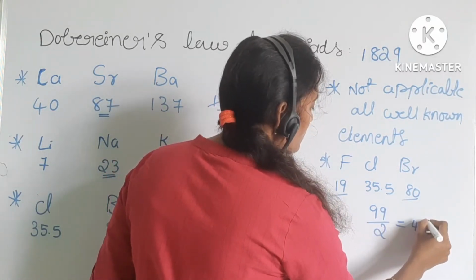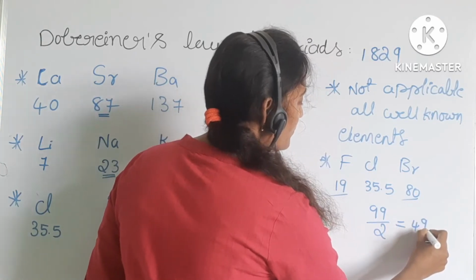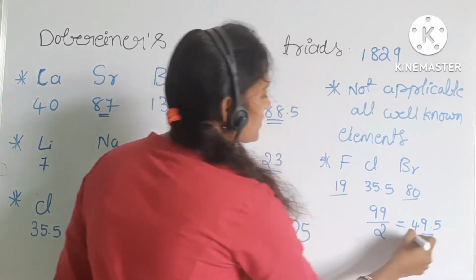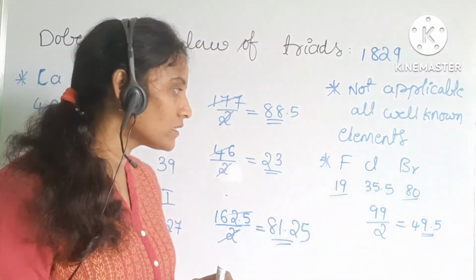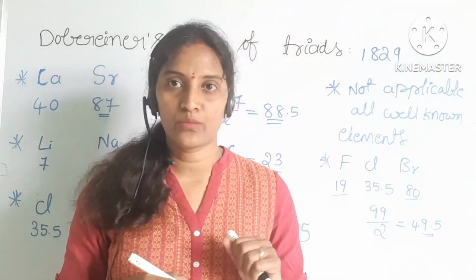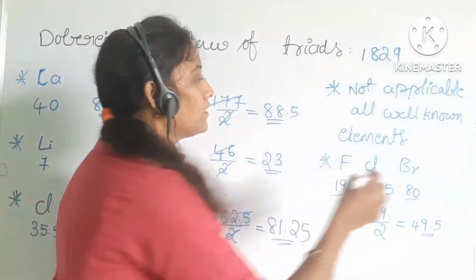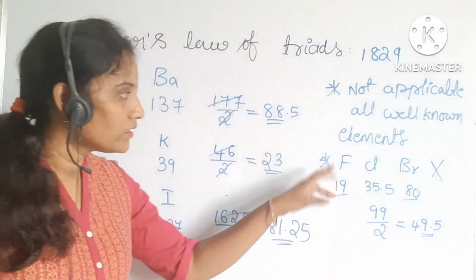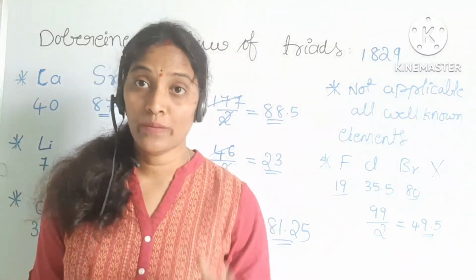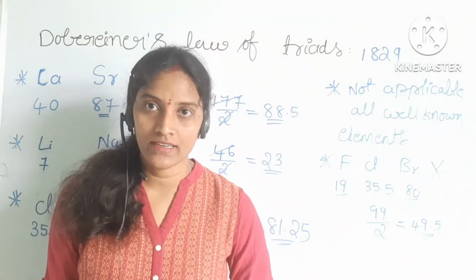2 4s are 2 9s are 2 5s are. See, this is not the nearest number to 35.5. So these three are not a triad. These two are the main drawbacks of Dobereiner's triadic law.